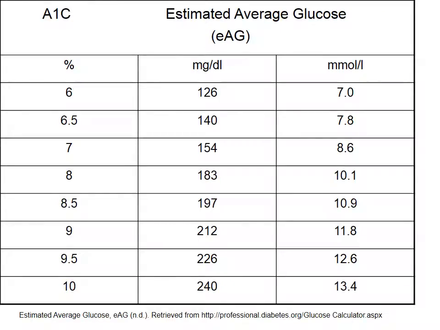This slide illustrates the estimated average glucose level associated with a particular hemoglobin A1C level. It is now recommended that the verbiage change from A1C, or glycated hemoglobin, to estimated average glucose. The equation for calculating an estimated average glucose equals 28.7 times the A1C level. This number minus 46.7 gives you the estimated average glucose level.